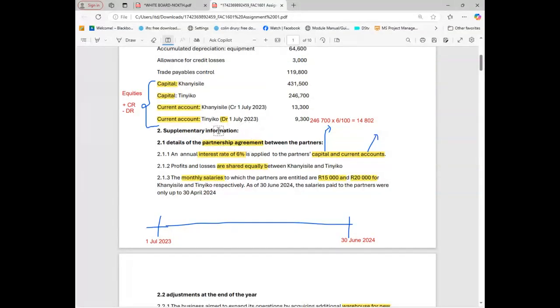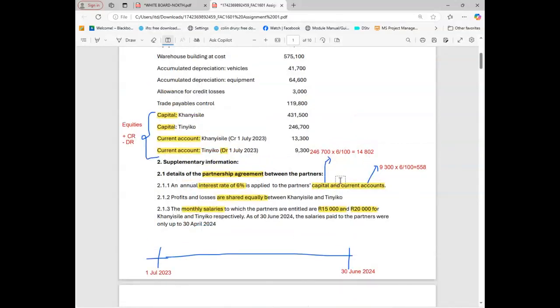Now, we must also calculate the interest on current account, because they said current account. Can you see now? So we must also do the interest on current account for Jiniko, of which is 9,300. We do the same because they said we must do that, over 100. And it's 558. Can you see now? So we're just doing whatever they say we must do.